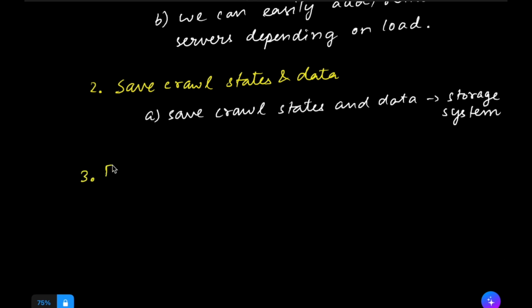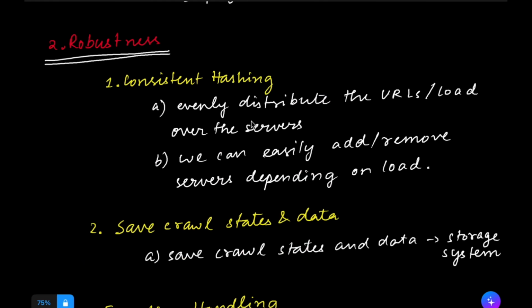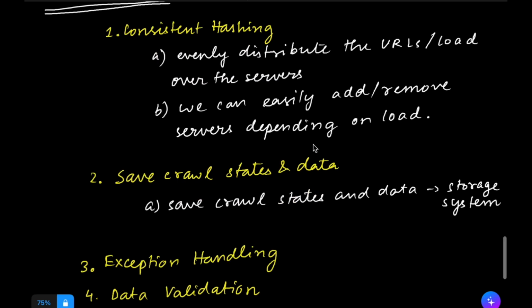The third is exception handling. We need to efficiently handle exceptions, and by exception handling we mean we report the errors to the particular user or the system about why this particular thing failed. We have to do that also. And another is data validation. So combining all these things, we can have a robust web crawler design: consistent hashing, saving the crawler states and data, exception handling, and data validation.